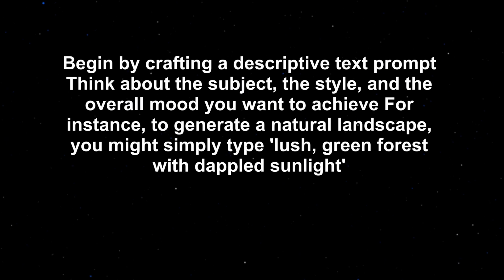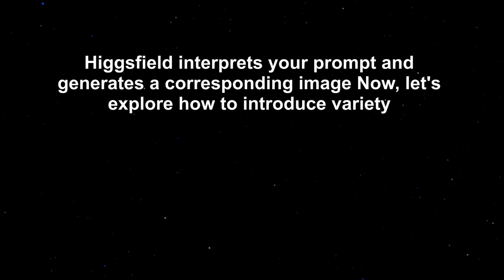Begin by crafting a descriptive text prompt. Think about the subject, the style, and the overall mood you want to achieve. For instance, to generate a natural landscape, you might simply type "lush, green forest with dappled sunlight." Higgsfield interprets your prompt and generates a corresponding image.